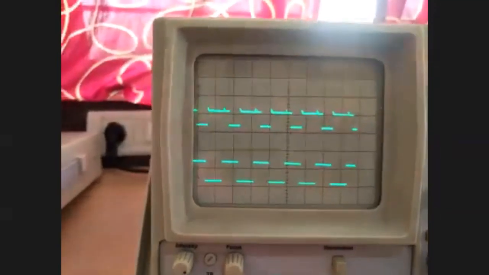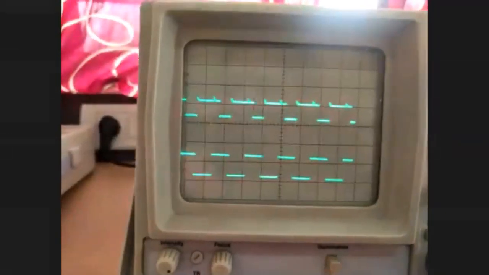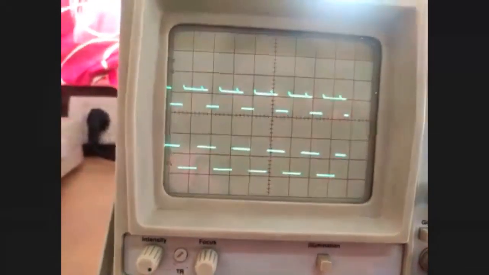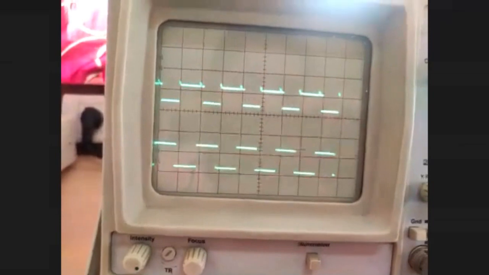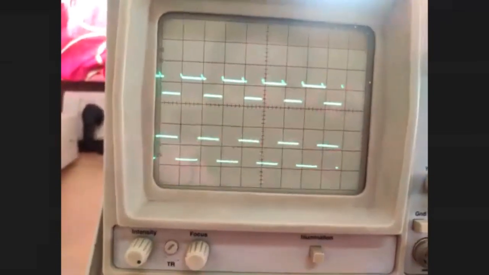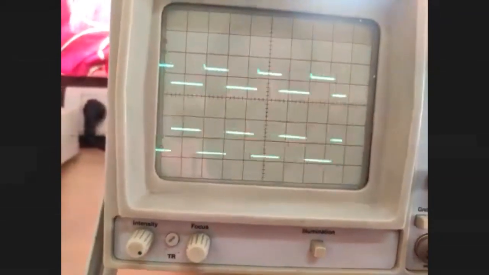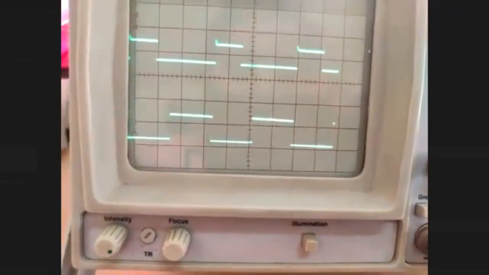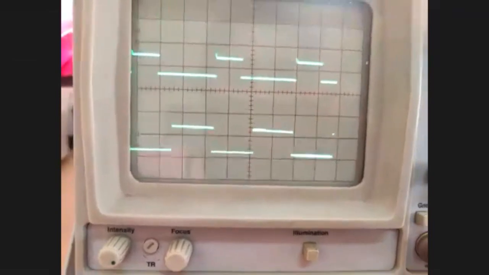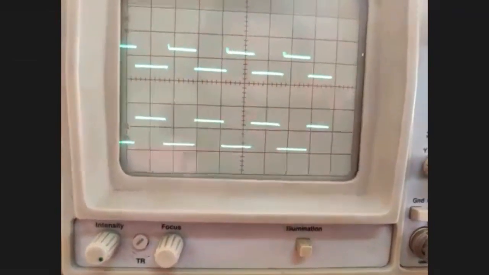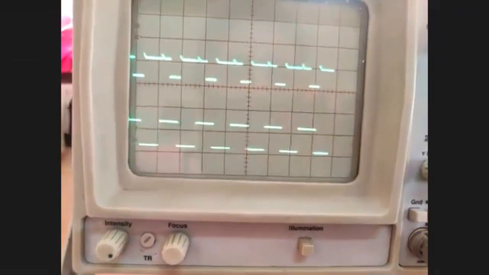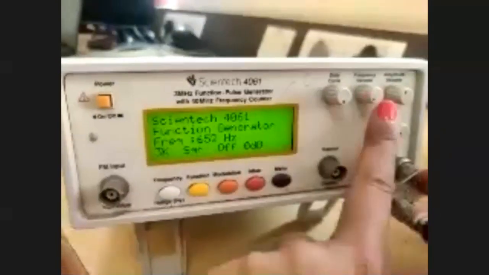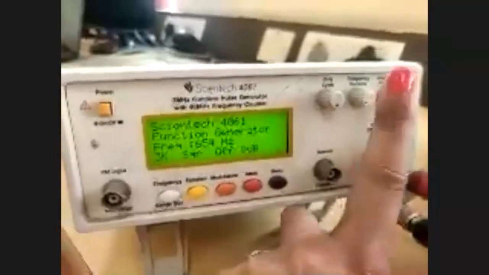Whenever you increase the frequency, the duty cycle is greater than 50%. If I decrease to the middle, you will be getting a duty cycle of 50%. If you decrease still further, you will be getting a duty cycle less than 50%. So first less than 50%, then equal to 50%, and later greater than 50%. By varying this frequency knob, you will be getting all three cases.